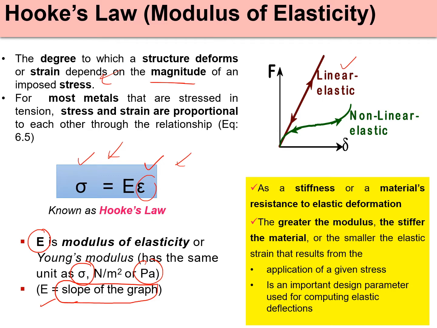So as the stiffness is the material's resistance to elastic deformation, the greater the modulus, the stiffer the material, or the smaller the elastic strain that results from the application of a given stress or load. It's also an important design parameter used for computing the elastic deflection, especially when we want to design, for example, a beam or a bridge, where we can withstand the bending or the deflection due to the external forces imposed onto the beam.